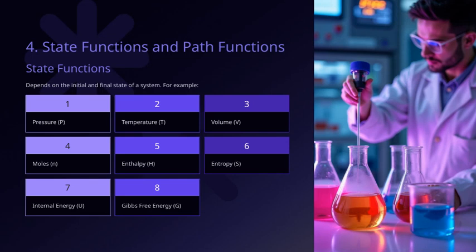When we look at state functions, it's important to understand that their values depend solely on the initial and final states of a system, not on the path taken to get from one to the other. For example, if you're considering entropy, Gibbs free energy, volume, internal energy, enthalpy, temperature, moles, or pressure, their values are determined just by where you start and where you end up. This means that no matter how the process unfolds, whether it's slow or rapid, complicated or straightforward, the change in these properties remains the same. This is a key point because it helps us focus on the overall change without worrying about the specific route.